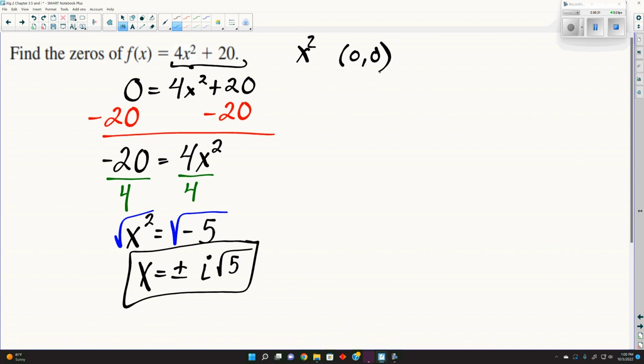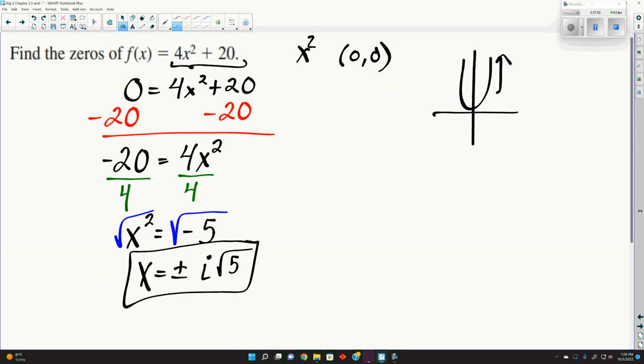Is there any chance this is going to cross the x-axis? Well, no, because it's already opening up like this to begin with. And if we move the whole thing up 20, we moved it away from the graph, it's never going to cross. I don't have to know the exact way that function looks or the graph of it, but I know it's going to open up. We moved it way up. There's no chance it's going to cross. So I should have no real solution. Our solution should be complex.